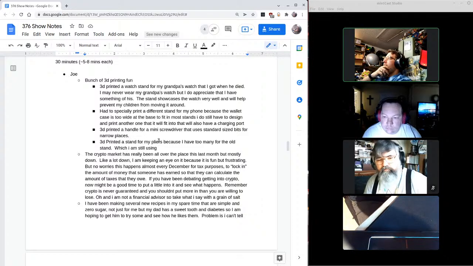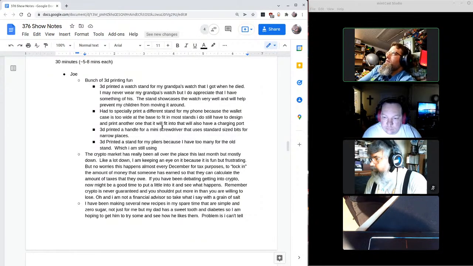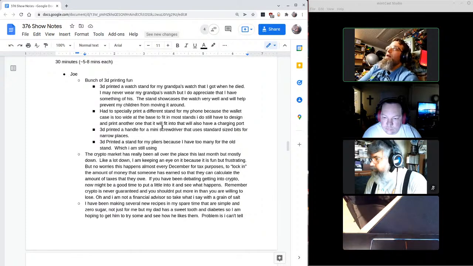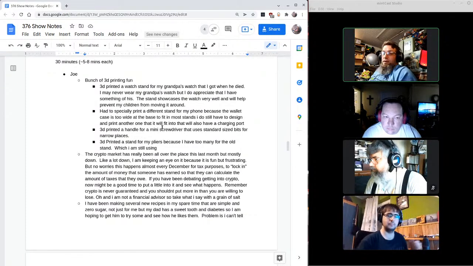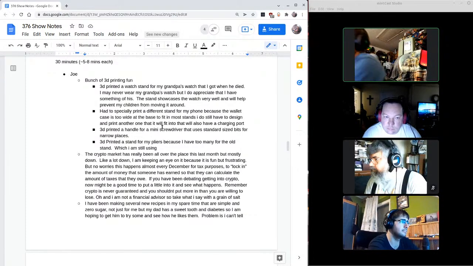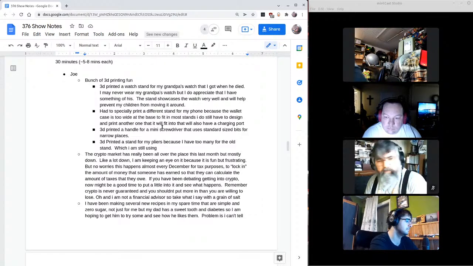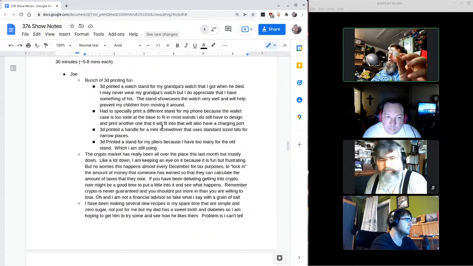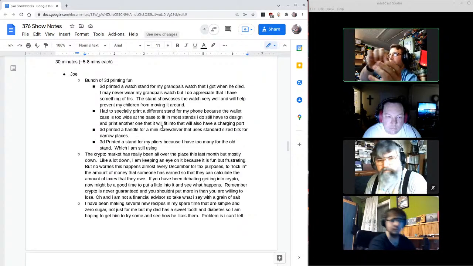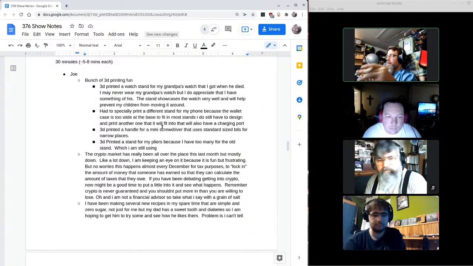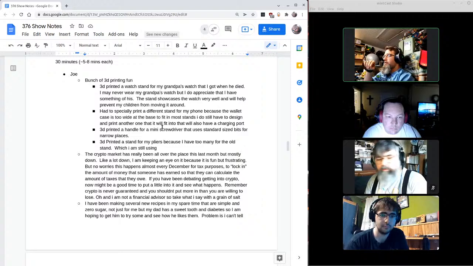But other than that, I also 3D printed a mini screwdriver that uses standard size bits. It allows me to get into narrower places with a screwdriver. And I'll show that on camera real quick. That's all it is. It's super tiny. You put the bit right there and it makes it super easy to get into tight places.